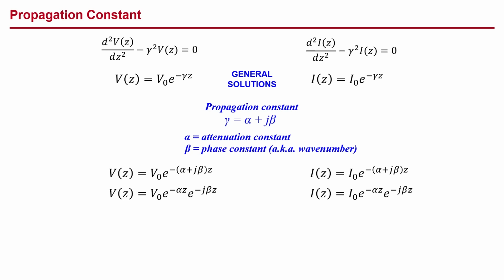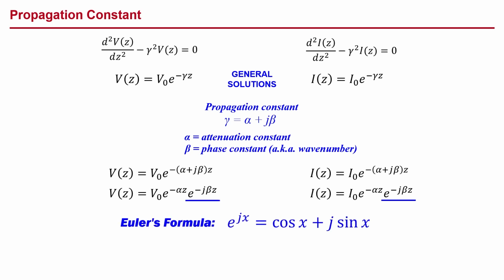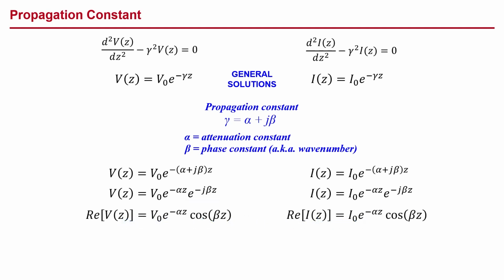Looking at the imaginary term, we'll recall Euler's formula from the math sessions and take the real part to give the magnitude term V0 or I0 times the attenuation term e to the minus alpha z times the cosine of beta z. These equations clearly represent a sinusoidally varying potential and current in the plus z direction, which is the direction of propagation along our transmission line.